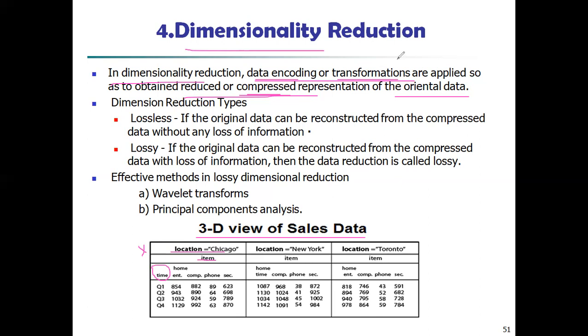Next, there are two types of dimensionality reduction. What is the first one? Lossless reduction. The second one is lossy reduction. Here we have two types of dimension reduction: lossless dimension reduction and lossy dimension reduction. First of all, we will see what lossless dimension reduction is.